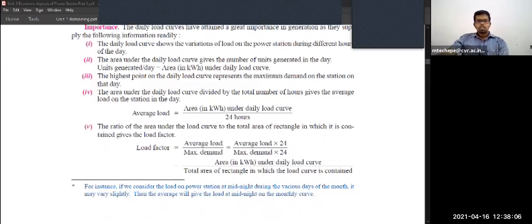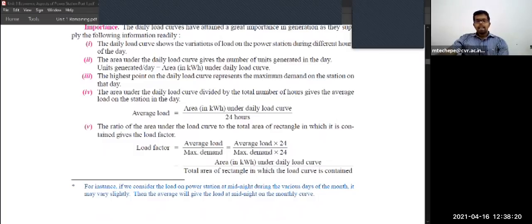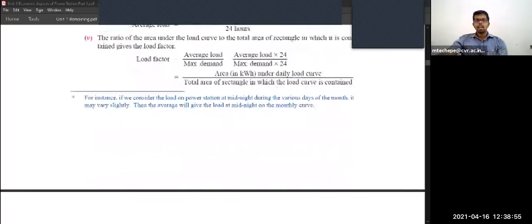So next is load factor. Load factor is average load divided by maximum demand. That is, load factor is nothing but the ratio of the average load to the maximum demand. That is, the ratio of the area under the load curve to the total area of the rectangle in which it is contained. So how to calculate it? Average load into 24 hours, and also maximum demand into 24 hours. That way you can easily calculate the load factor.